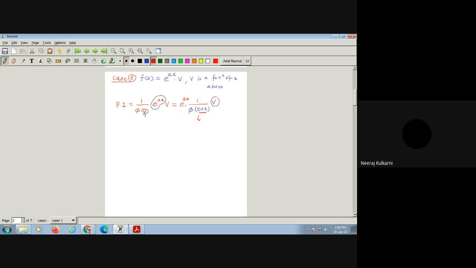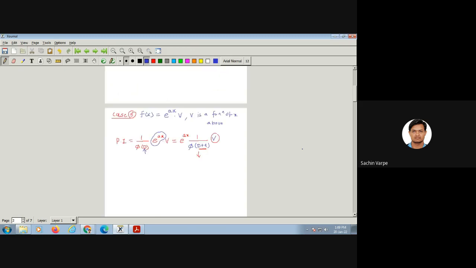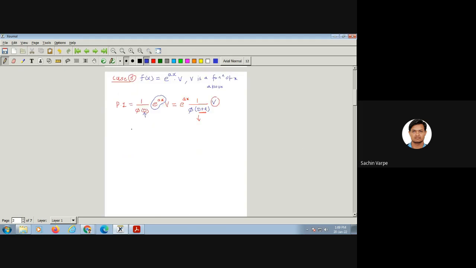Sir, is it similar to the chain rule? Not exactly the chain rule. This is actually because of the product rule. Instead of the chain rule we can say the product rule, because when we go on taking the derivative, just like we have seen for the sine and exponential, we start by taking derivatives of e raised to ax into v by the product rule of differentiation.